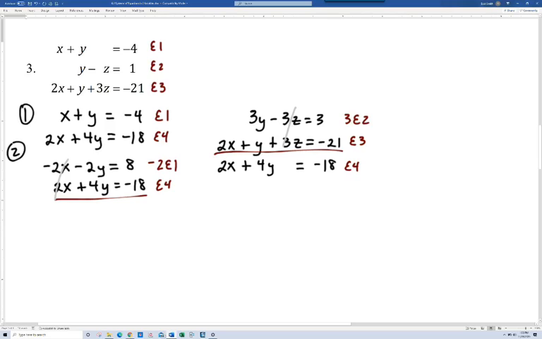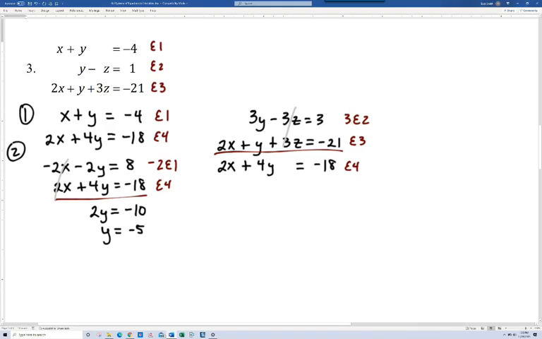The x terms cancel each other out. A minus 2y and 4y is 2y. And we're going to get -10 on the right. So divide each side by 2, you get -5. You can just do that one in your head.